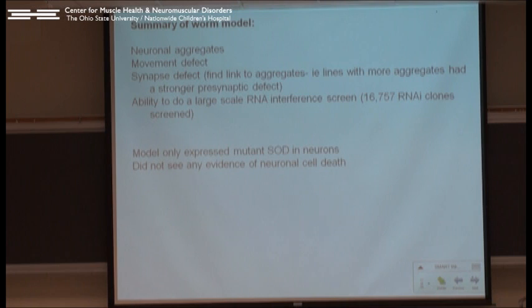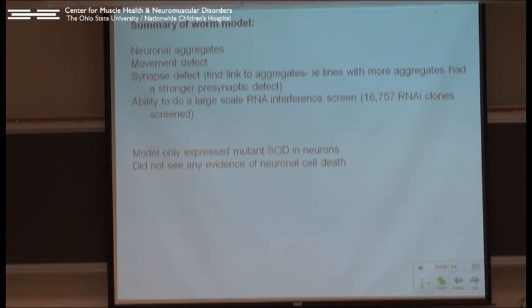The problem with the model is that you're only expressing mutant SOD in neurons. And they didn't see any evidence of neuronal cell death, which is something you certainly see in ALS and in some of the other animal models. So whether that's because of the lifespan problem, or because there are other cells that aren't expressing the mutant form of the protein that could be contributing to the demise of motor neurons, can't really tell from this model.